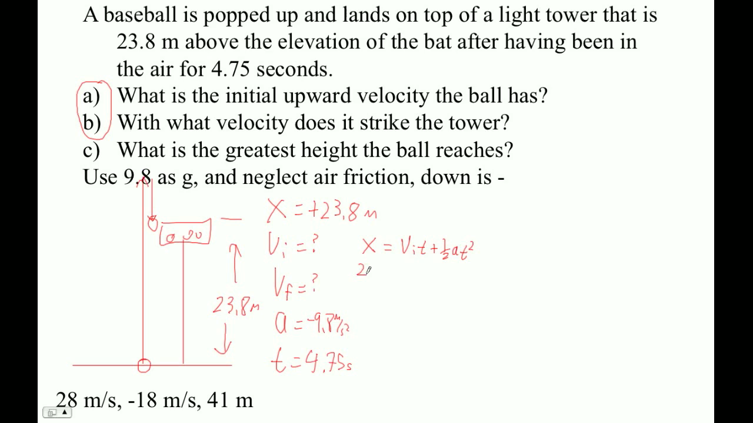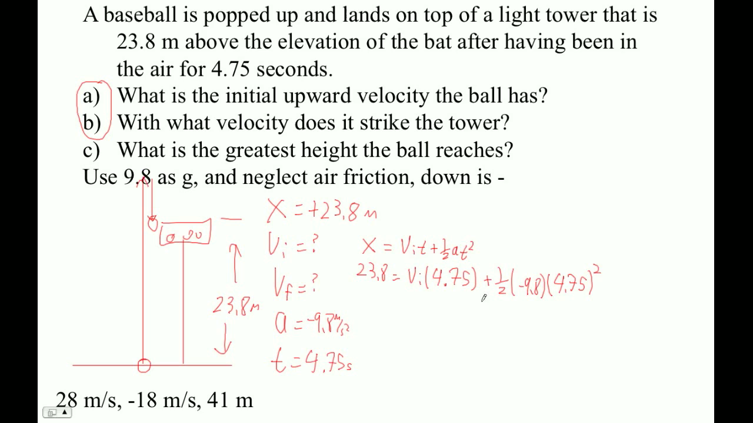Okay, so 23.8 equals VI times 4.75 plus 1/2 negative 9.8 times 4.75 squared. Holy cow. Now what I'm going to do, this thing here is going to be negative, right? I'm going to bust this guy out and I'm going to add it to 23.8, right? That'll get it off this side.